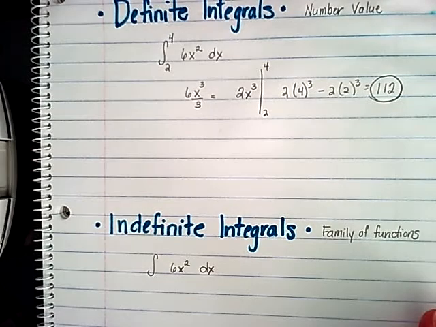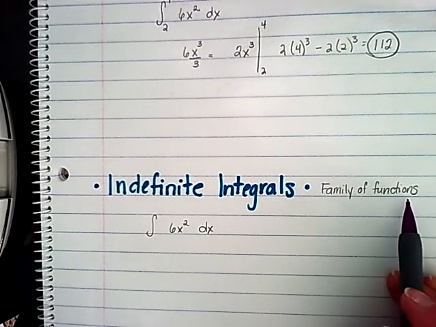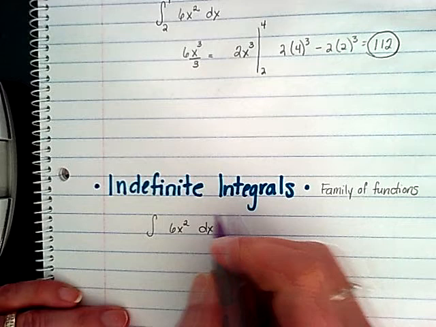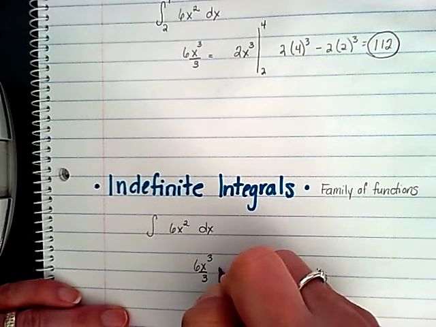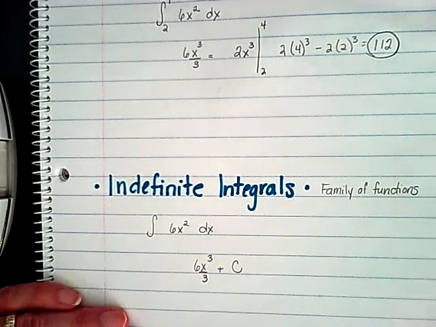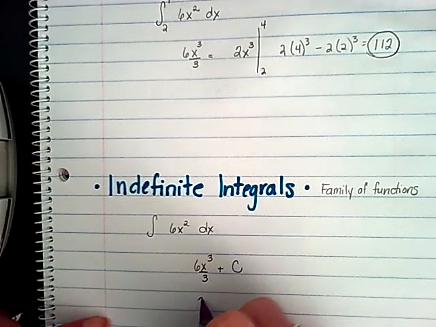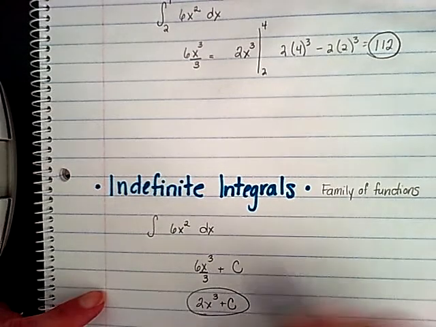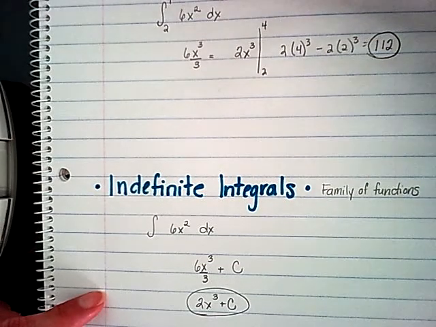Now, same problem, but when I don't define the endpoints, I get a family of functions as my result. So I still go ahead like I did at the end of chapter 4, and I find that antiderivative the same exact way. But this time, I have to compensate that if there is a constant, I need to understand what that constant is. So I simplify this down to 2x cubed, but I have a family of functions that could be my result. So instead of just one value, I'm getting a family of values based off of what that C could actually be.